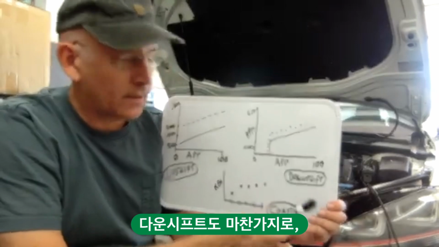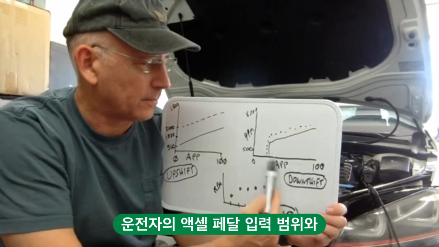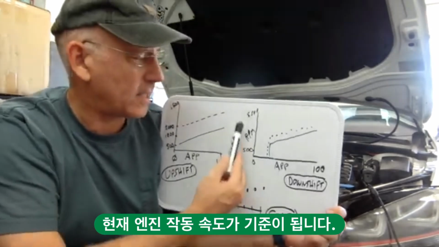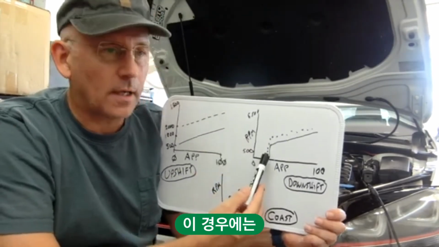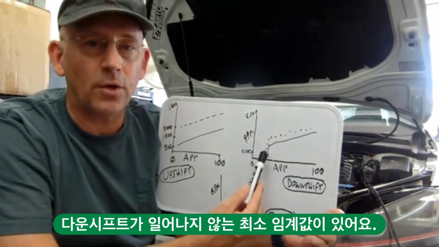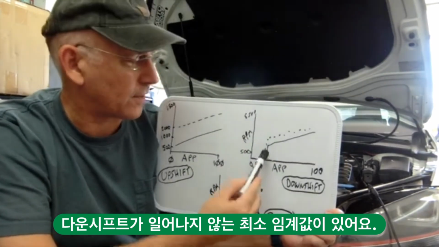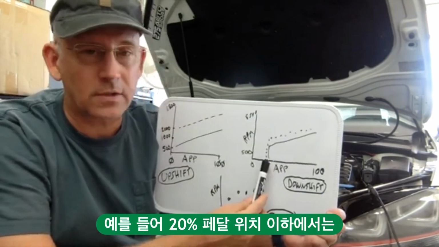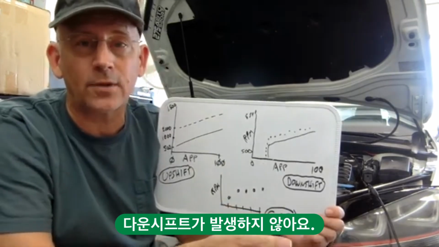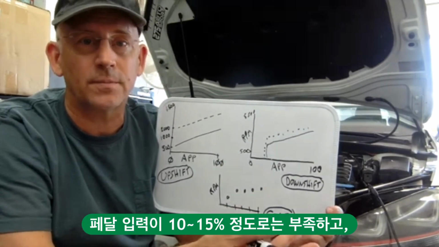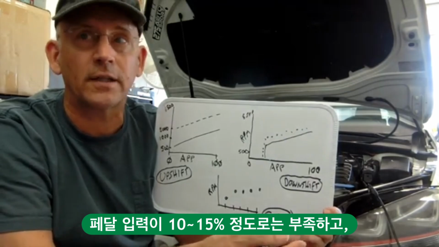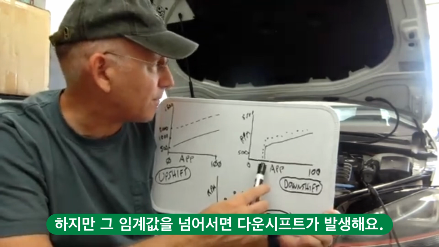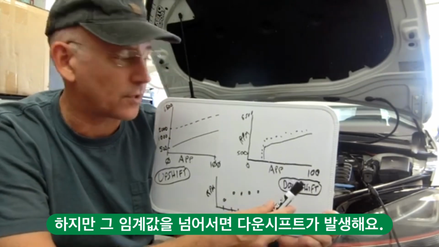So for downshifting, there's the accelerator pedal range that you're going to input from the driver, and then the engine operating speed. In this case, there's a minimum threshold below which the car is not going to downshift, and that's indicated by this vertical part of the line. Below, let's just say 20% pedal position, it's not going to downshift. 10 to 15% is probably not enough pedal input to prompt a downshift. But above that threshold, then you're going to get a downshift.